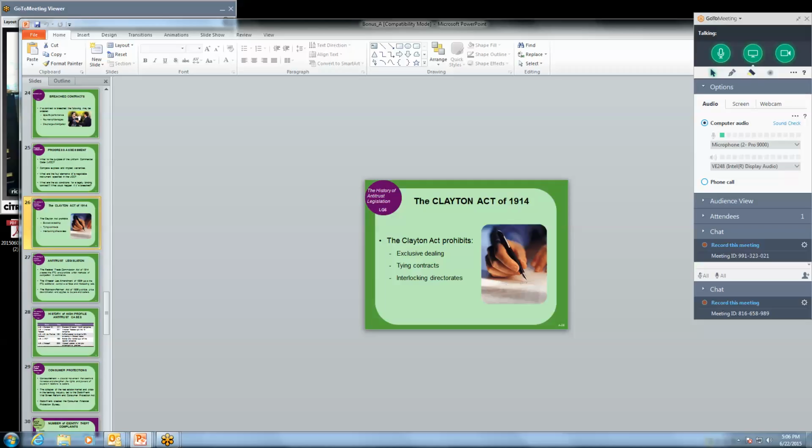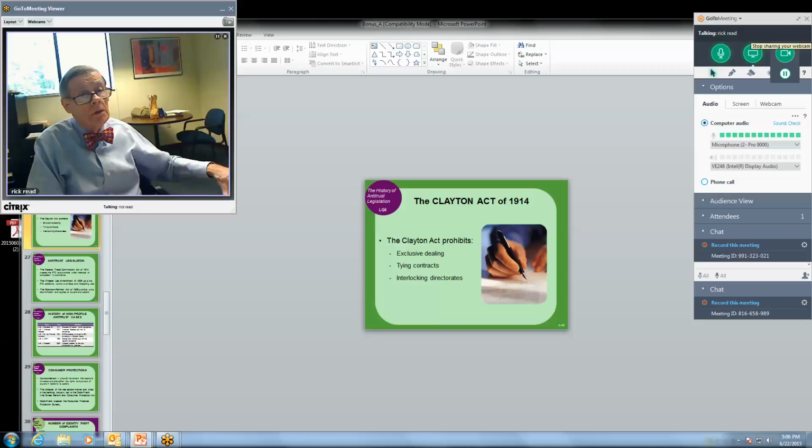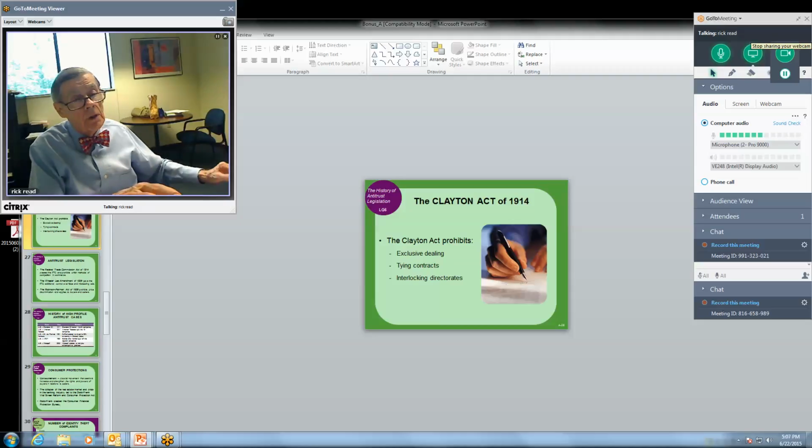This is the Clayton Act of 1914. We're not going to deal with this a whole lot. This gets into antitrust law. And it does certain things. It outlaws, and I want to read these to you, exclusive dealing, tying contracts, and interlocking directories.